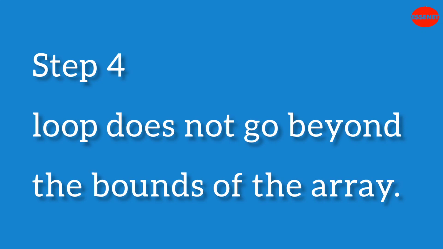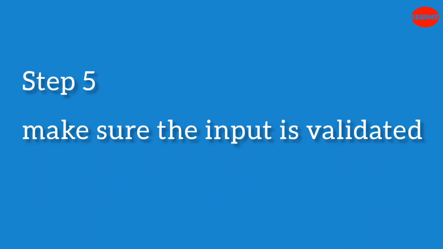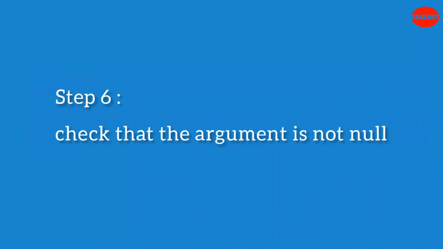Step 4. If you are using a loop to access the array, make sure the loop does not go beyond the bounds of the array. Step 5. If the index value is calculated based on user input, make sure the input is validated to ensure that it is within the bounds of the array. Step 6. If the index value is being passed as an argument to a method, check that the argument is not null and that it has a valid value.